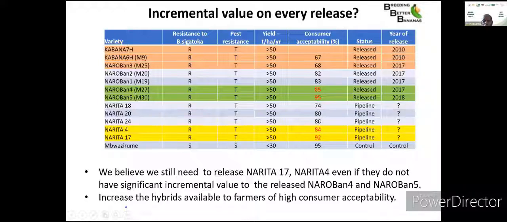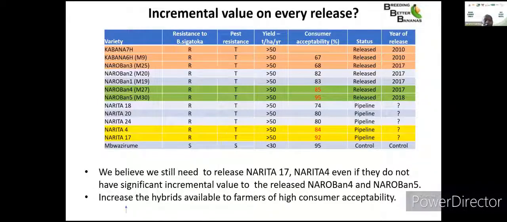So first of all, we want to make sure that we increase the number of varieties with 90% acceptability, even if the resistance to sigatoka, or even pests and disease, is still the same, and the yield is still the same. We want to increase the profile of plants, I mean the menu of hybrids, with higher acceptability. Now here we see we have 92%. We have 84%. At least they will be much higher than the ones we released before. And then after that, we probably can change.